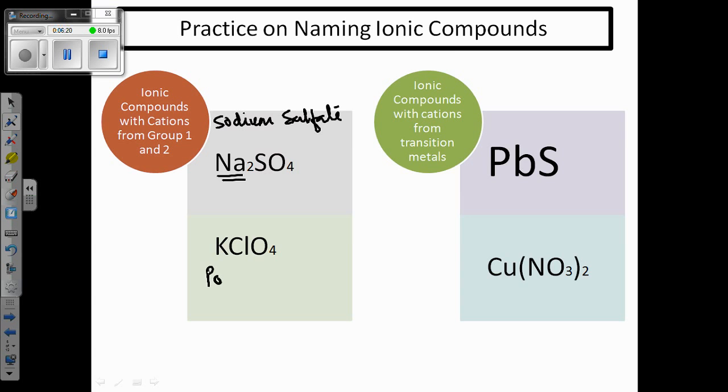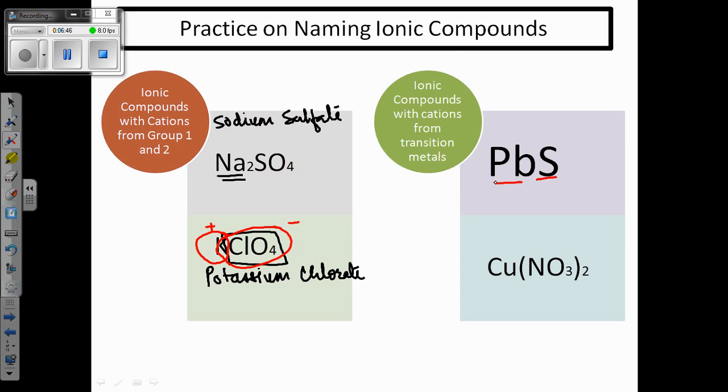This one is potassium chlorate. And again, you will know this polyatomic ion from the list. Even though this might look like there are two separate things in it, that ClO4 minus is one polyatomic ion. So this compound actually has only two parts to it, a positive cation and a negative polyatomic anion.